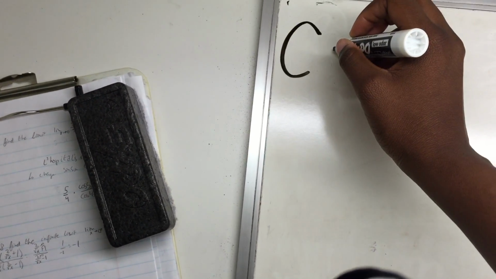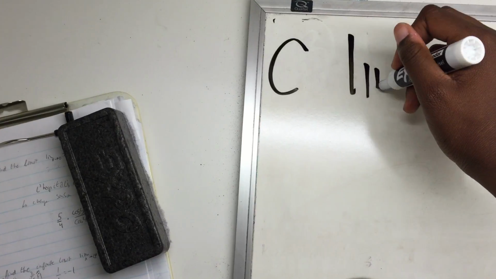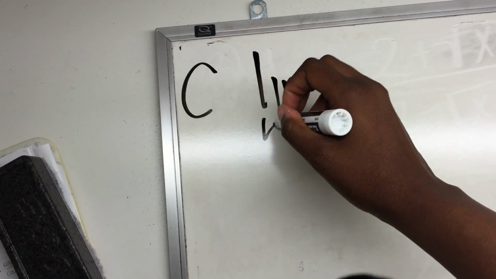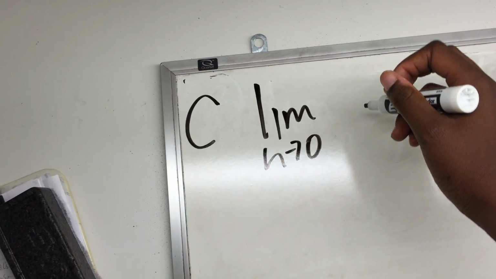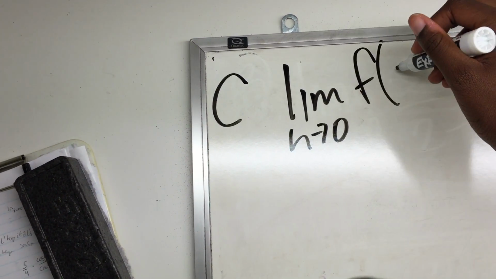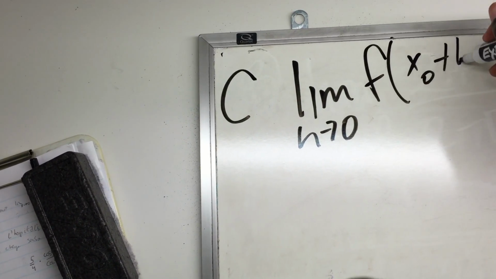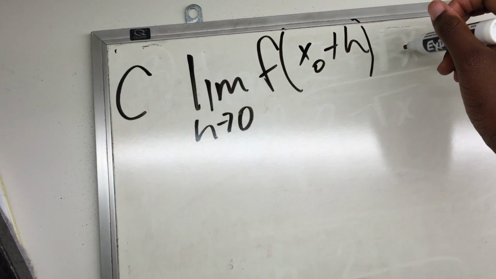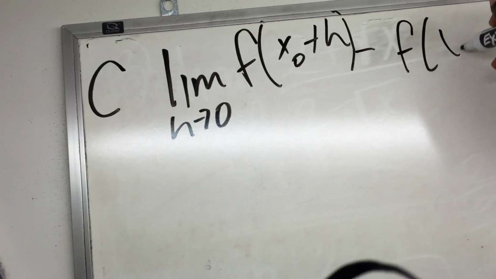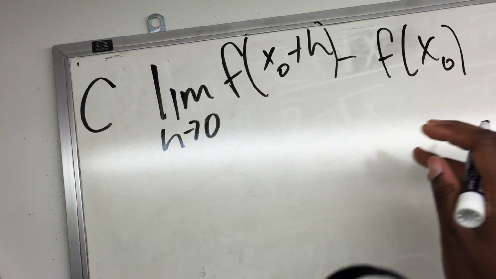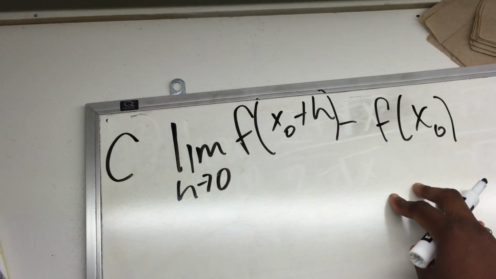Now number C is the most complicated one. So we have to find the derivative, basically. So C is the limit as h approaches 0 of f of x0 plus h minus f of x0. That's the limit definition that we're going to be using.